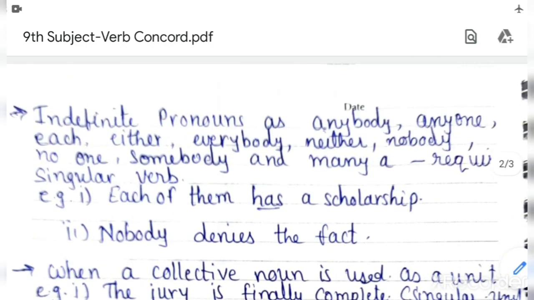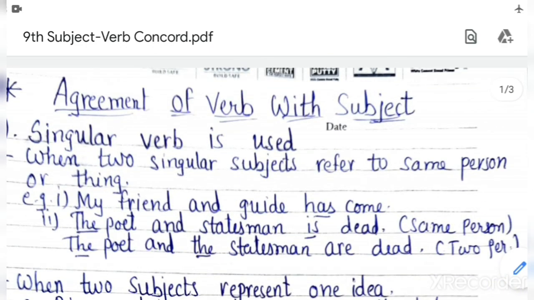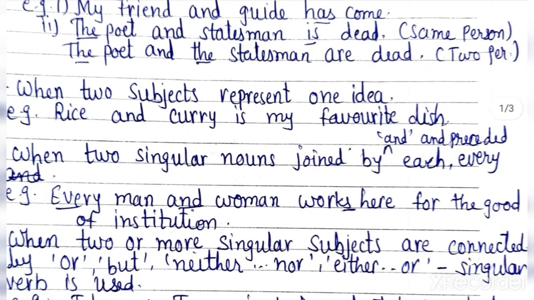What I say and do is none of his business. What I say and do are none of his business. Why do we use are here? Because two things are joined with and.